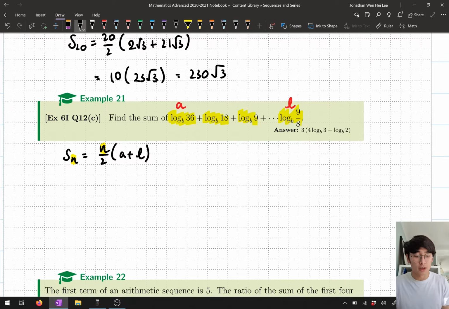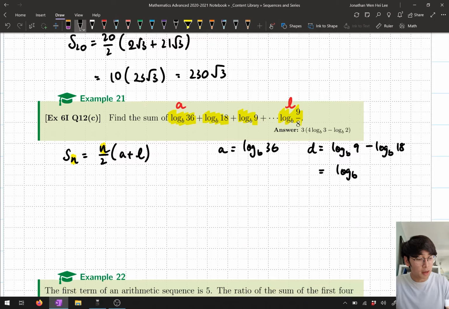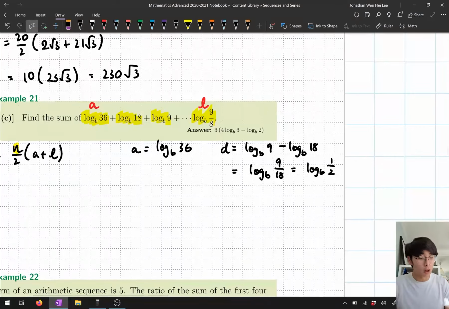So here, because this is an arithmetic progression, I can say a is equal to our starting term, which is just log b 36. And for my common difference, I just take two consecutive terms. So I could go log b 9 and subtract log b 18. And when you subtract logs, you divide. So this becomes log b 9 over 18, which is log b 1 over 2. And using another one of my log laws, the power log law, this becomes negative log b 2.